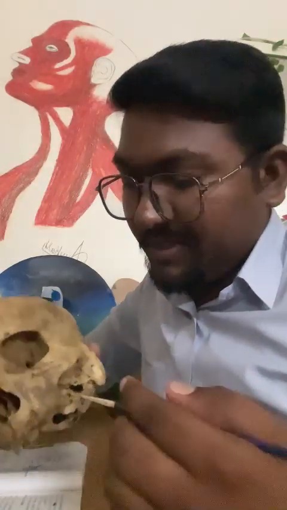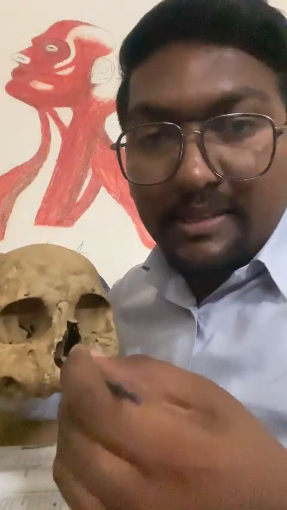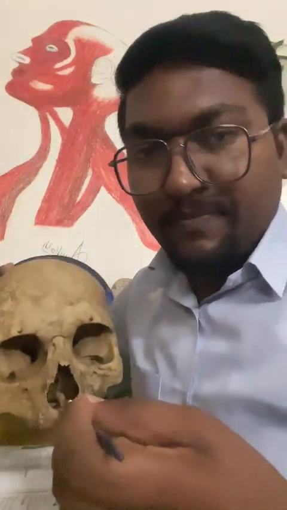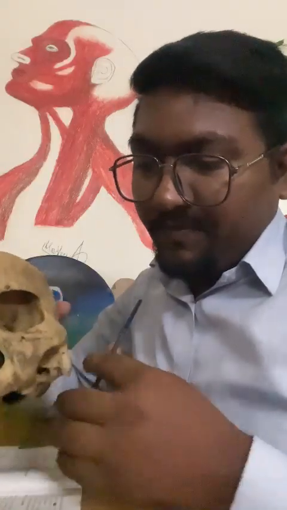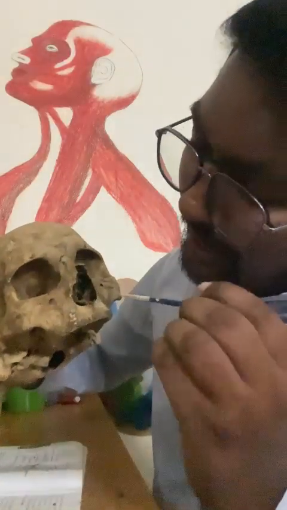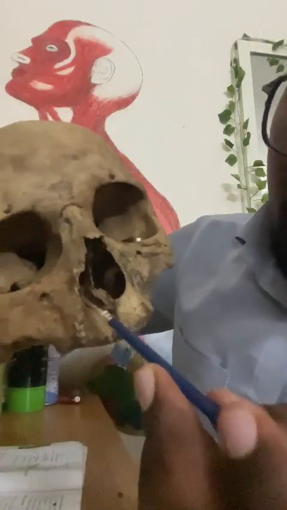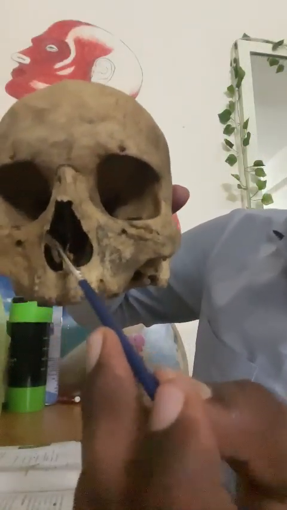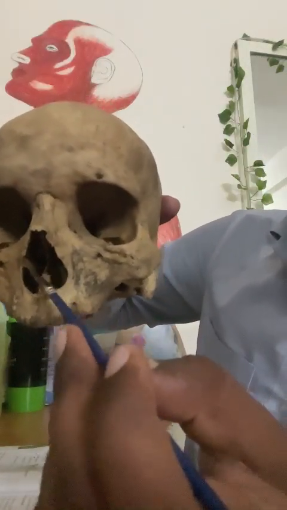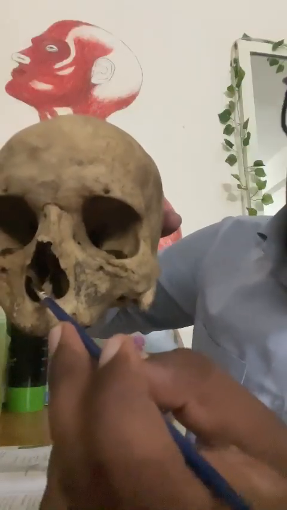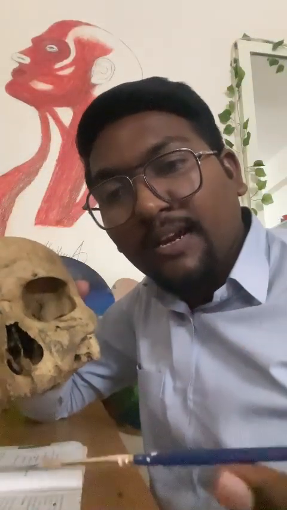And one more thing we missed about the medial surface of the maxilla. More anteriorly it articulates with the bone that is the inferior nasal concha. We can see this is the inferior nasal concha. More anteriorly it articulates with the inferior nasal concha.